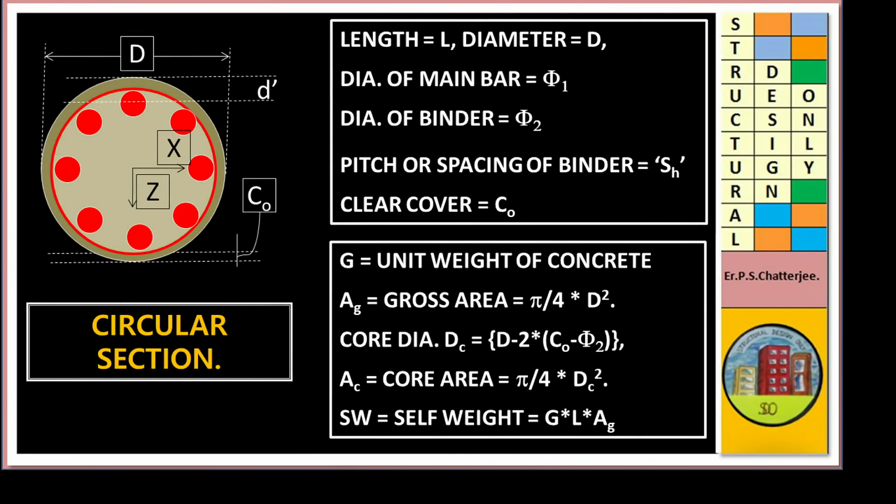Circular section: length L, diameter D, dia of member phi 1, dia of binder phi 2, pitch or spacing of binder SH, clear cover CO. Gamma unit weight of concrete, AG gross area is pi by 4 D square, core dia DC is equal to D minus 2 into CO minus phi 2, core area AC is equal to pi by 4 DC square, self weight is equal to gamma into L into AG.